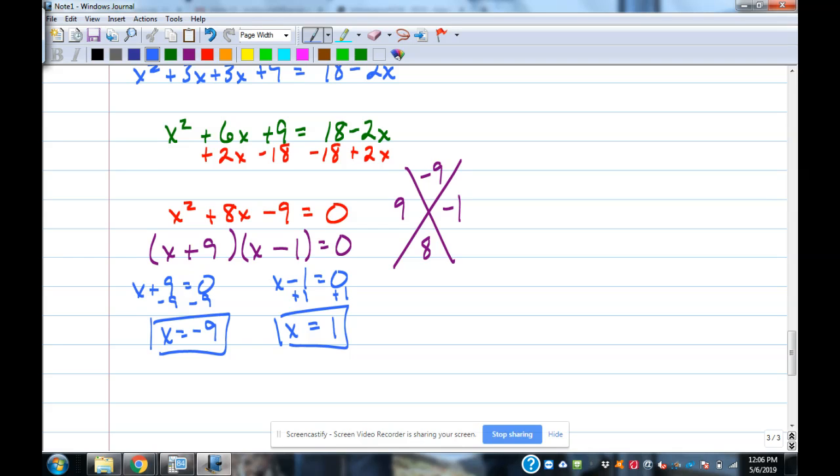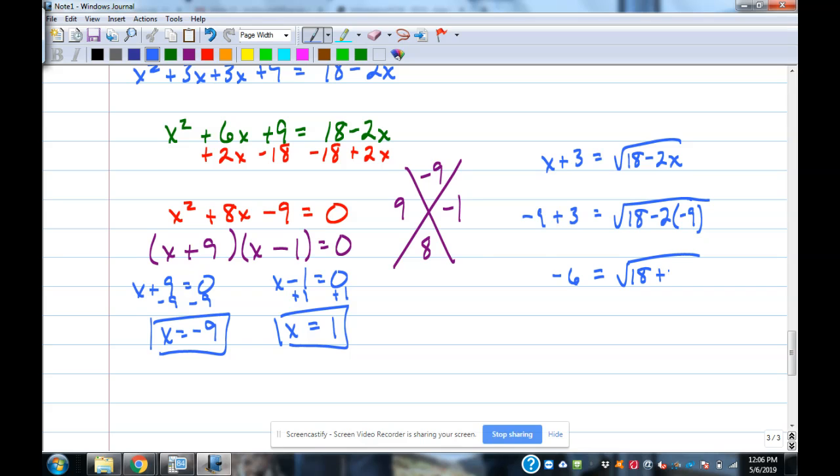Now, what do I need to do with those? Check them to make sure they work. So I'm going to the original problem, which was x plus 3 equals square root of 18 minus 2x. And I'm plugging in one of the x's at a time. So I think the negative 9 might be the one that messes things up. So I'm going to check it. Negative 9 plus 3, is that equal to the square root of 18 minus 2 times negative 9? So that'd be negative 6 over here. And square root of 18 plus 18. What's the square root of 36? 6. Is it negative 6? No. It's positive 6.